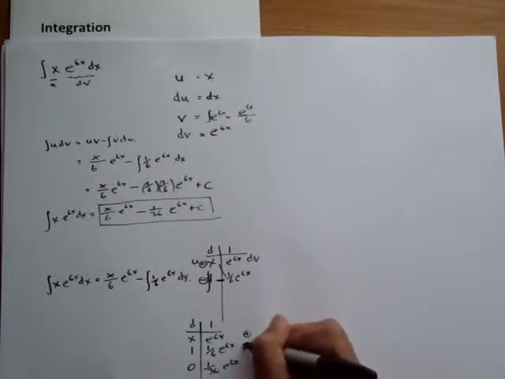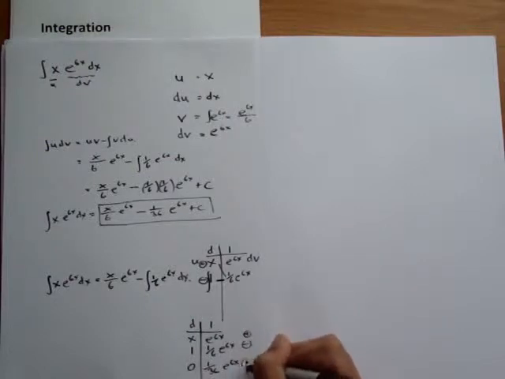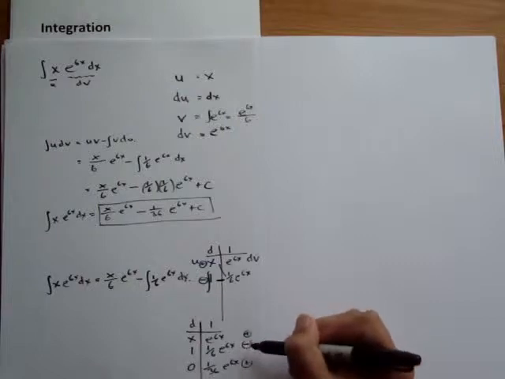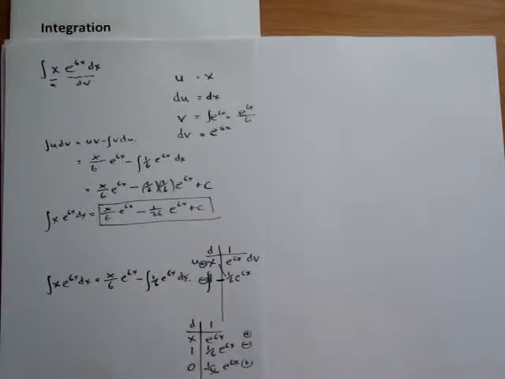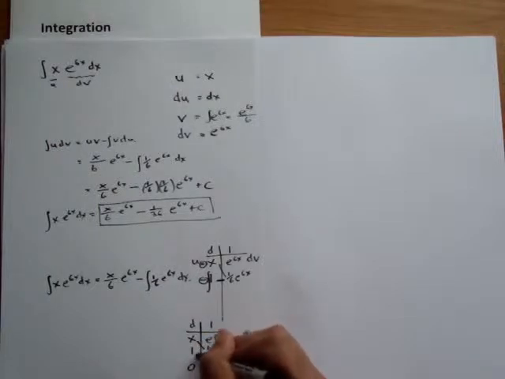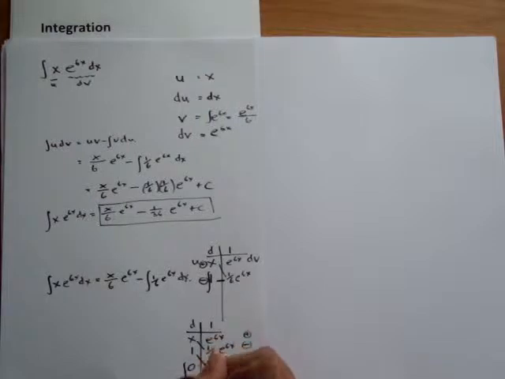Don't forget our plus, minus, plus. Okay. We start at plus, then we alternate minus, plus, minus, plus until we get to the 0. Now we draw our diagonal lines across, and this becomes the integral of 0 times 1 over 36, which is 0. So we can forget about that.